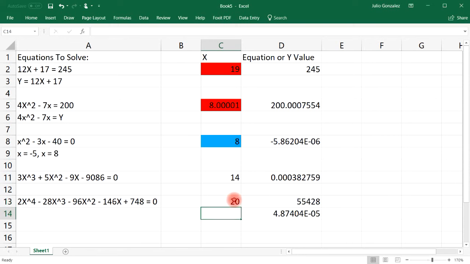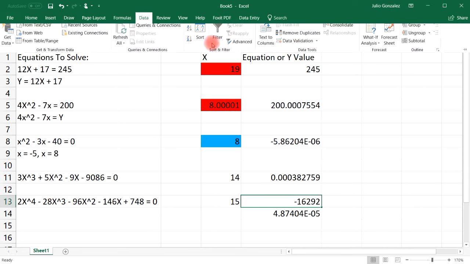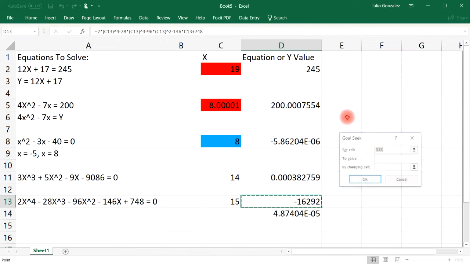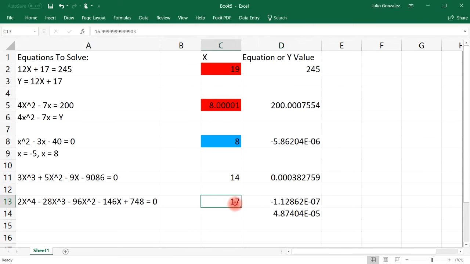If we pick 20, it's still positive. So we could say it's between 10 and 20. So let's pick something that will bring us close to 0. Let's try 15. Now let's use the Goal Seek feature. So let's adjust it to 0 by changing cell C13. And so notice that we get 17. So 17, here we have 16.99999.